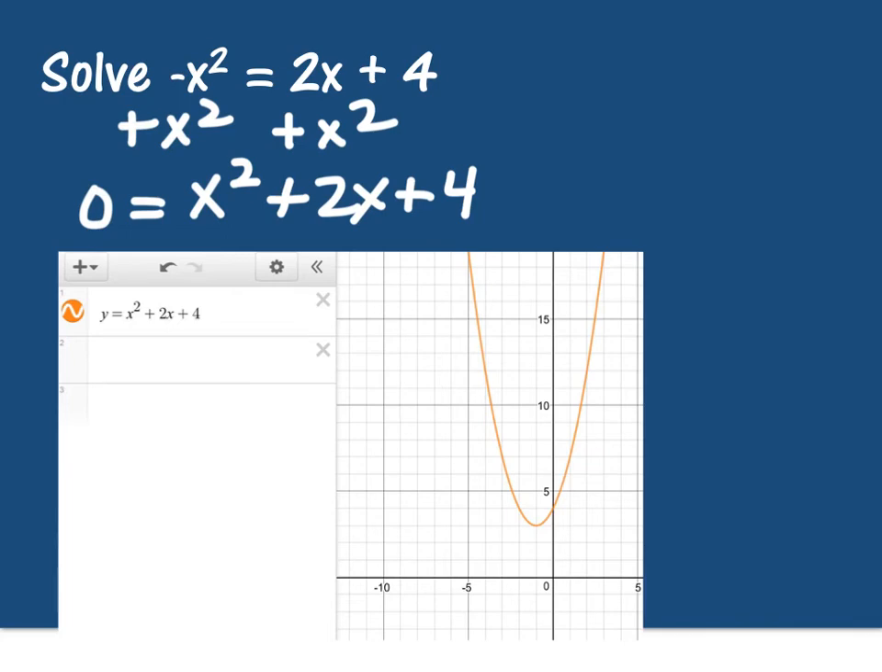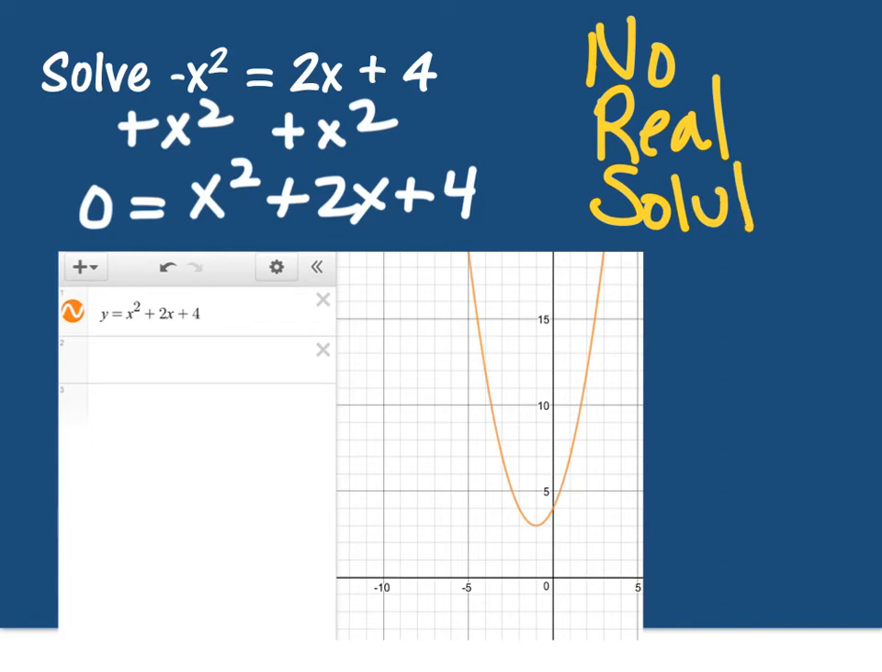All right, there you have it. And as you can see, it is definitely above the x-axis, does not go through the x-axis. No matter how long it keeps going upward, it's never going to go through the x-axis. In fact, it looks like the range is y is greater than or equal to 3. So in this case, because it does not go through the x-axis, its solution is no real solution. That would be the answer.